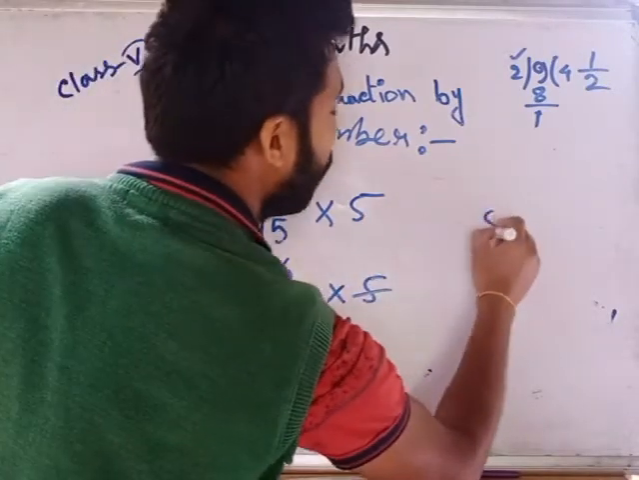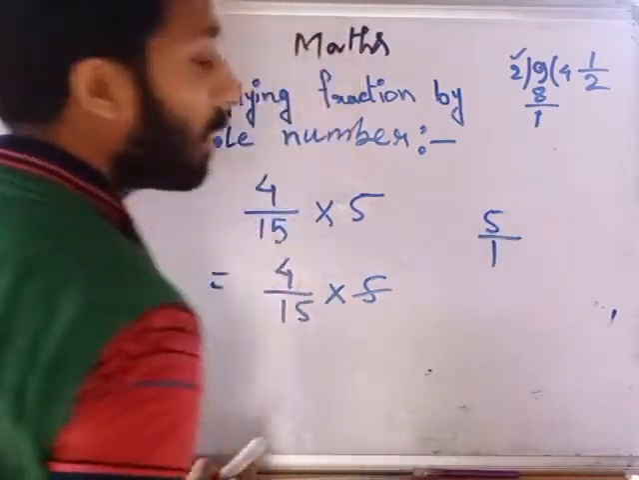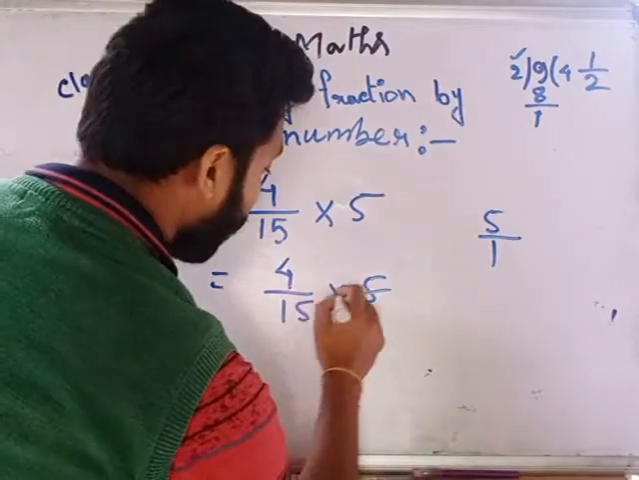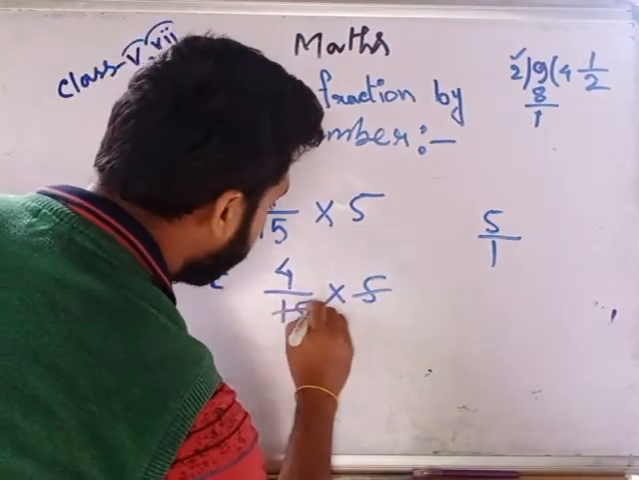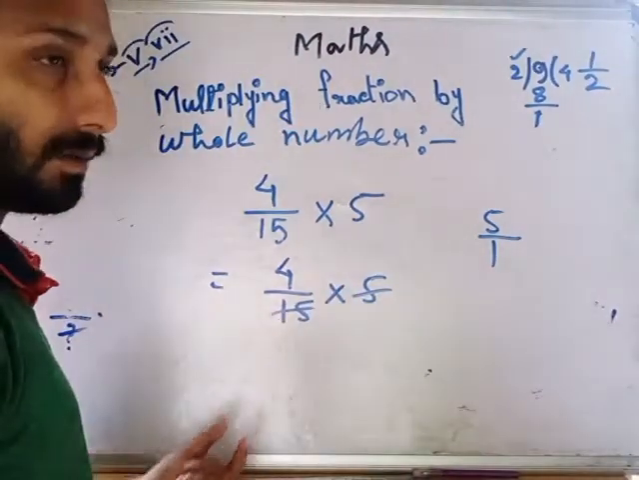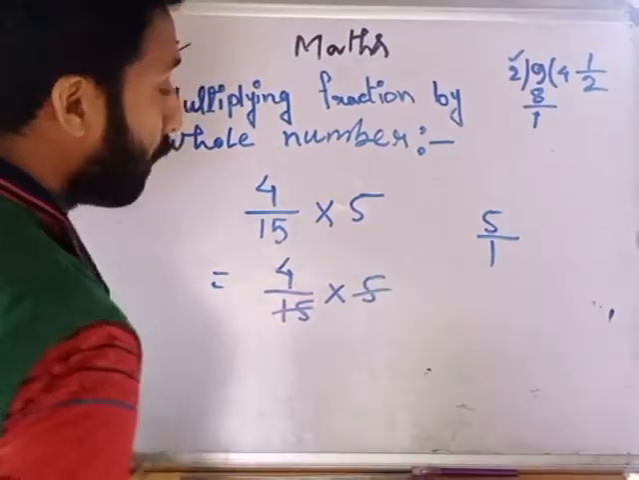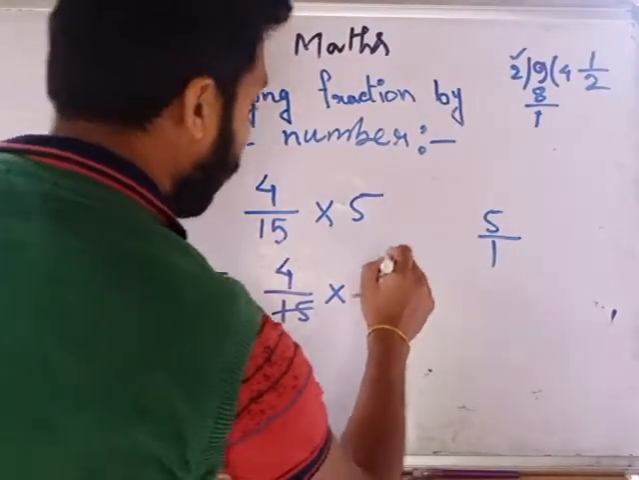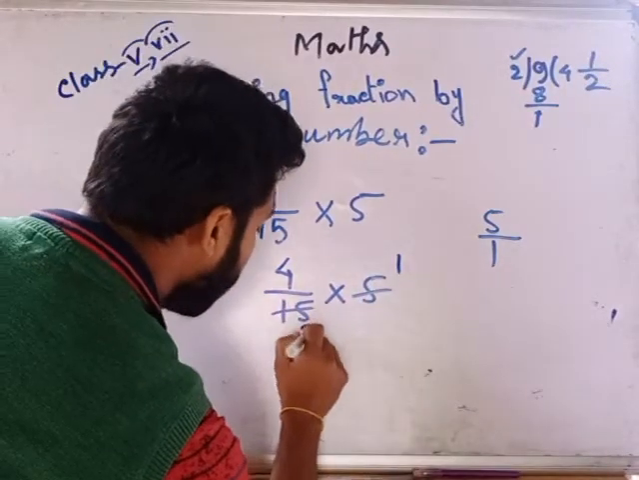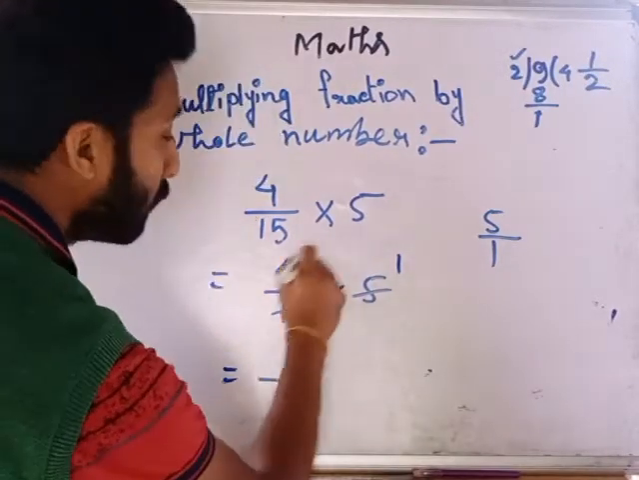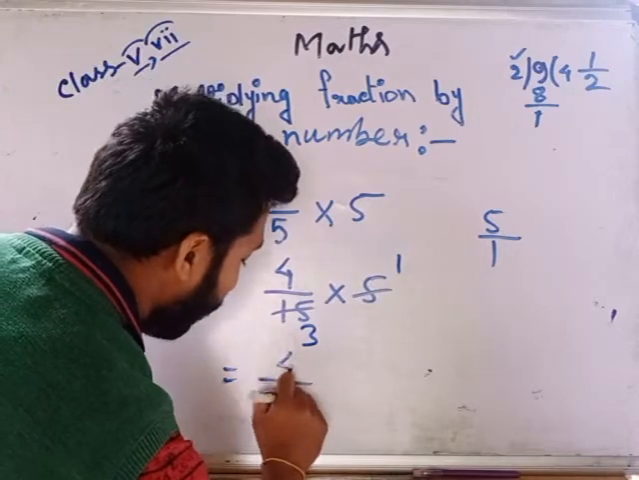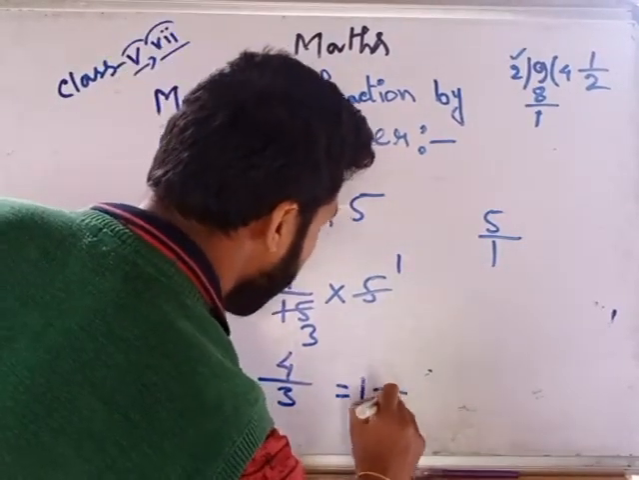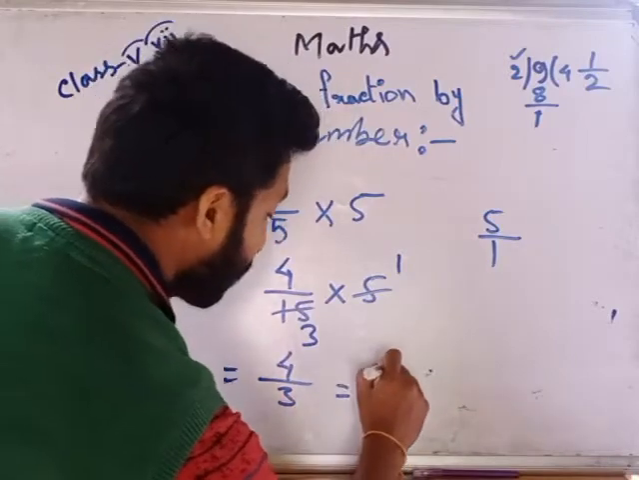If it is 5, that means 5 by 1, so 5 is the numerator. The numerator 5 is divisible with 15. Both numbers are divisible by 5. 5 ones are 5, 5 threes are 15. That means we should write here 4 ones are 4 divided by 3. That is also an improper fraction. This time we should convert it into a mixed fraction.